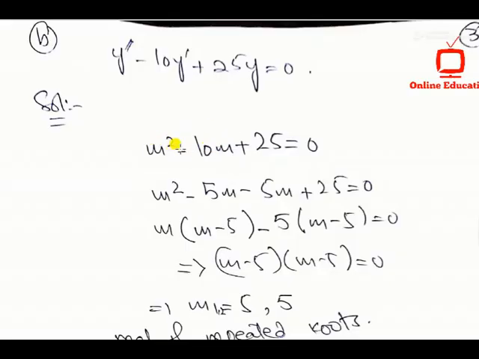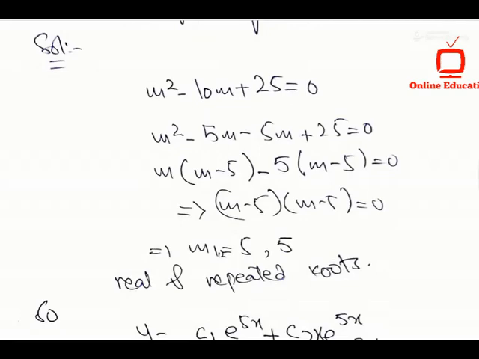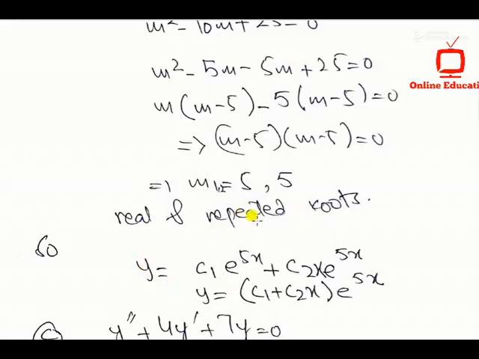Always remember, whatever the order of the equation is, the number of roots must be equal to that order. So after solving it by factorization, we got two roots: (m - 5)(m - 5) = 0, which means we have two repeated roots, 5 and 5. So 5 is the real root and it's repeating, and we know how to find the solution for the repeated root. In the last lecture we did it many times.